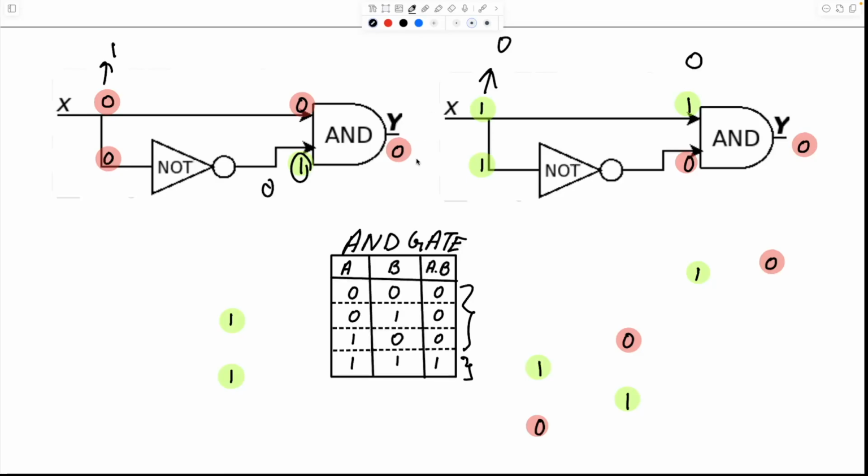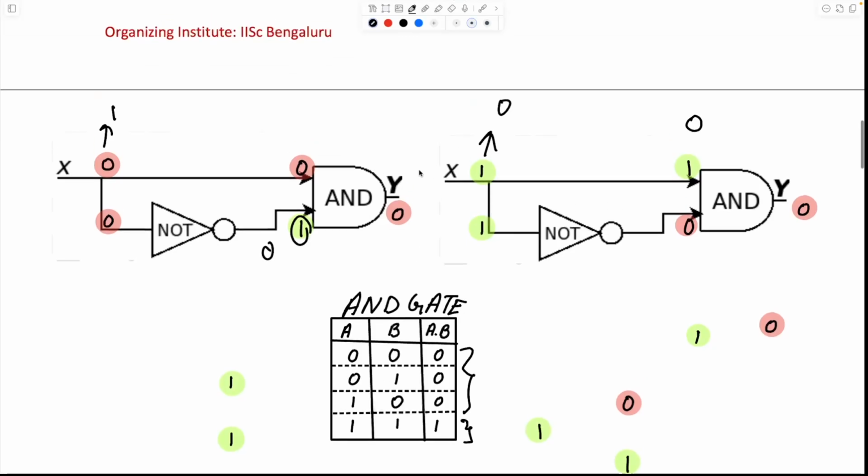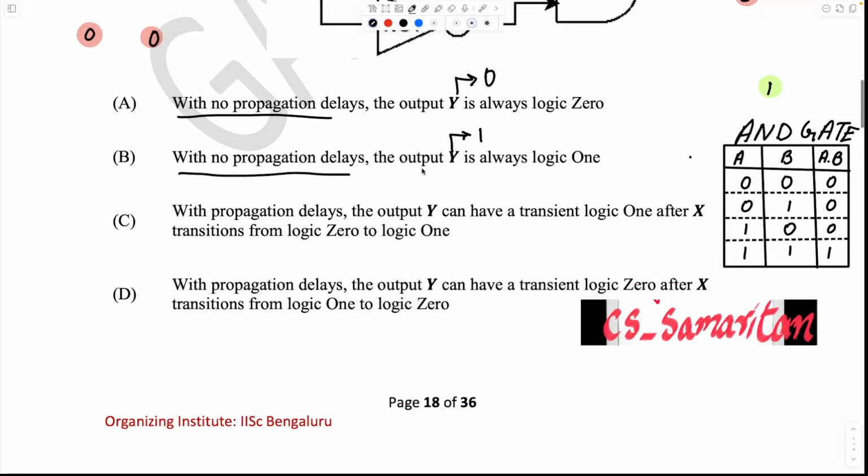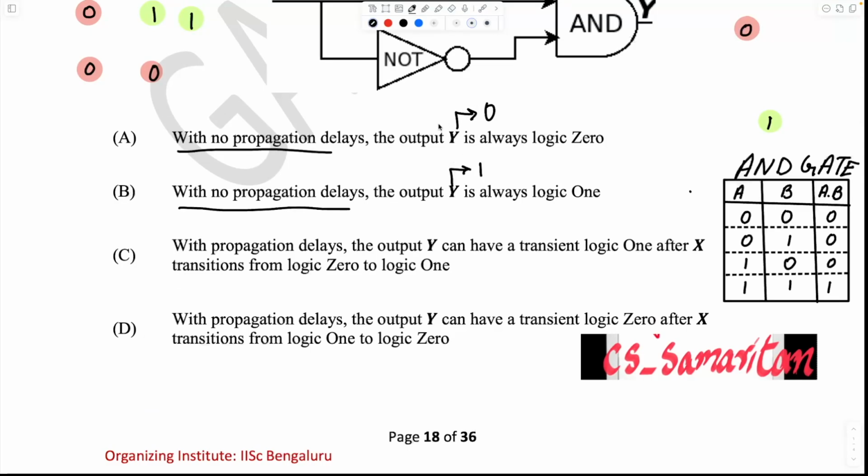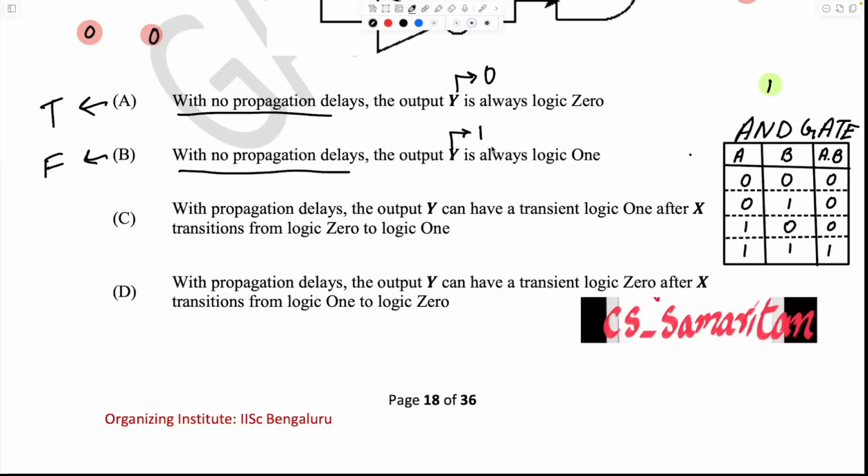So if the output is 0 for both of the cases, then even during transitions it is going to be assumed as 0, right? So the output is always going to be 0. That is the correct interpretation of the question. So that is why the first option is correct, has a truth value true. The second option has a truth value false because it is the opposite of the first, so obviously it is false. Now let's come to option C.